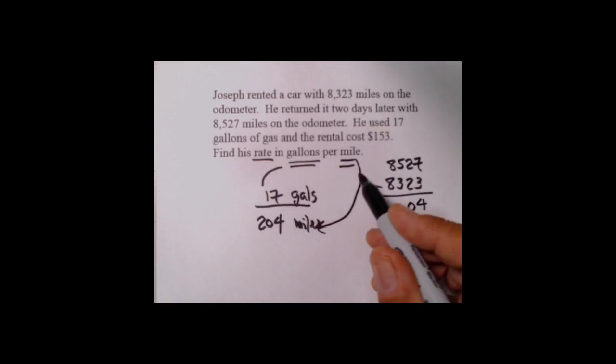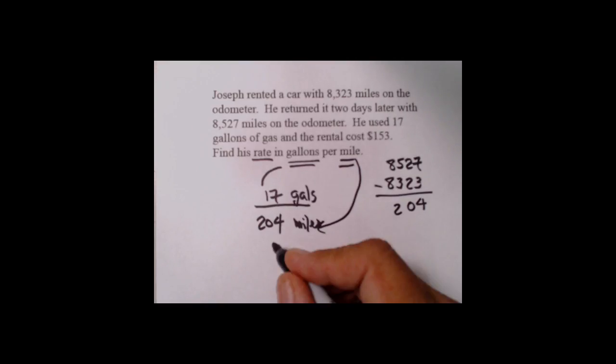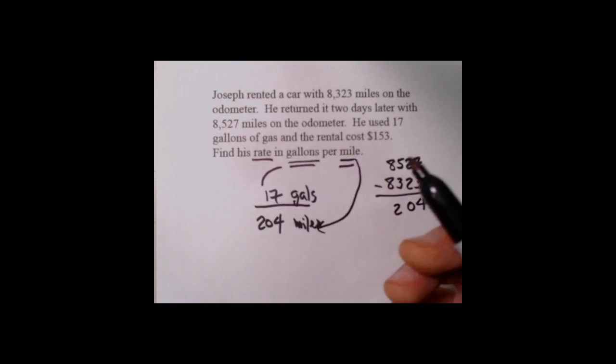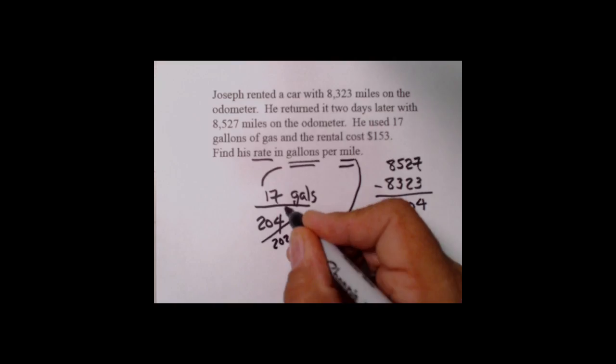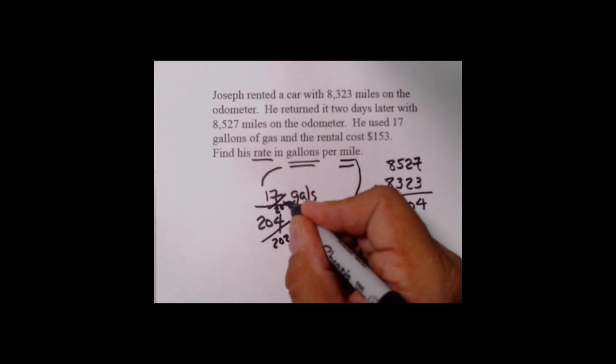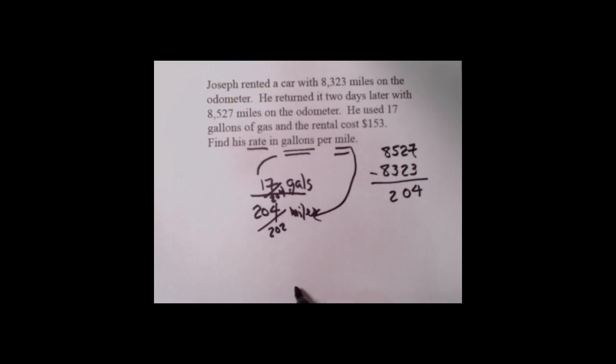Well, again, this is a ratio, but we wanted the rate in gallons per mile. So what we have to do is divide both top and bottom here by the bottom, to see how many gallons per mile were used. So if we divide both top and bottom by 204, here we go. The bottom, of course, will end up being 204 over 204, which is 1 mile. That's exactly what we wanted.